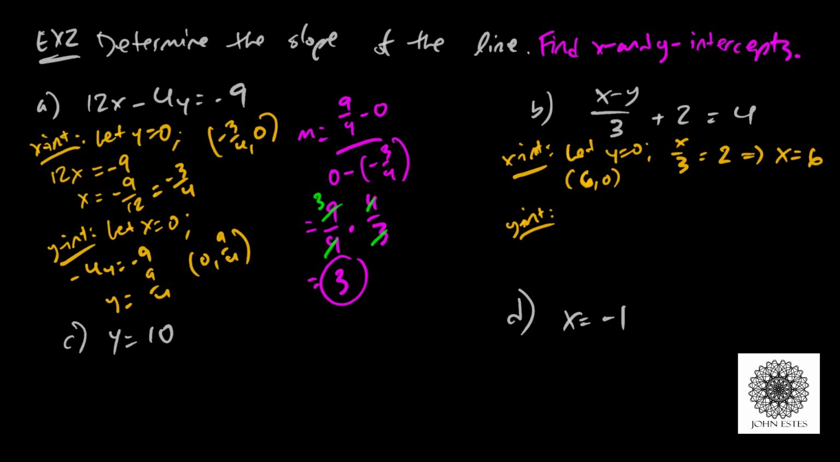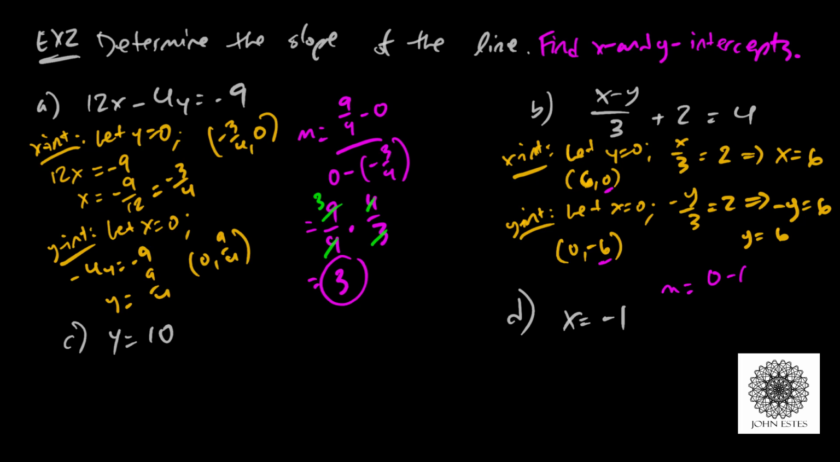Now for my y-intercept, I let x equal 0 this time. Notice here I get negative y over 3 equals 4 minus 2, which is 2. So then I have negative y equals 6, and that means y equals negative 6. So there's my second coordinate, 0, negative 6. Now when I calculate my slope, I do the difference of the y's: 0 minus a negative 6 over 6 minus 0, which ends up being 6 over 6, and so I end up with a slope of 1. It looked tricky at first, but once you find your x and y intercepts, it's not bad.